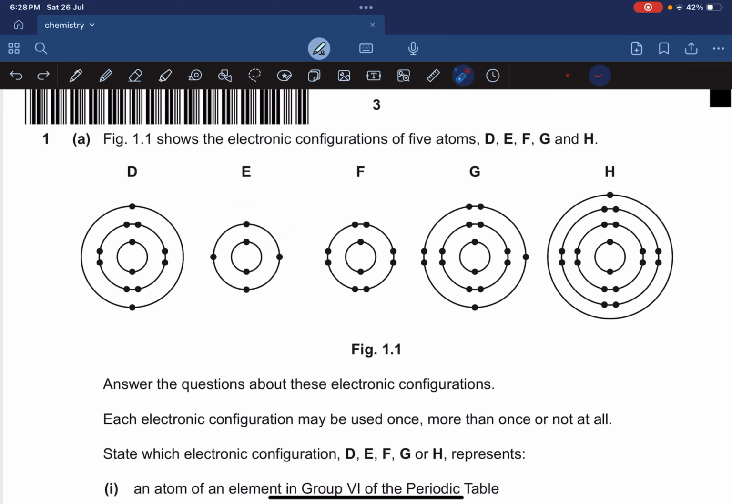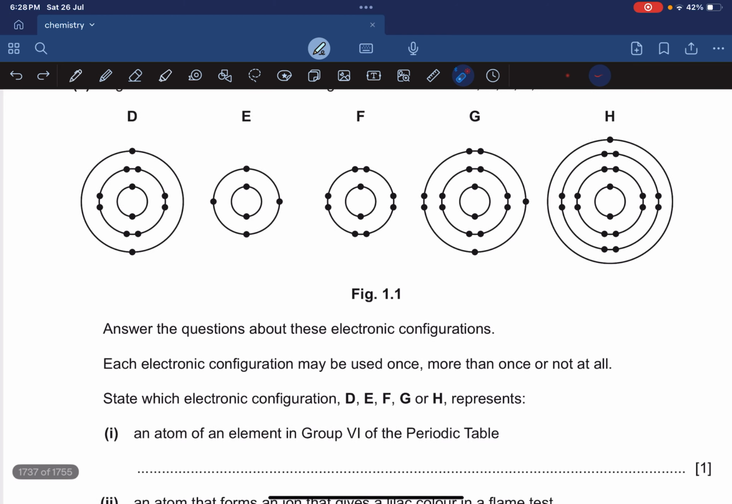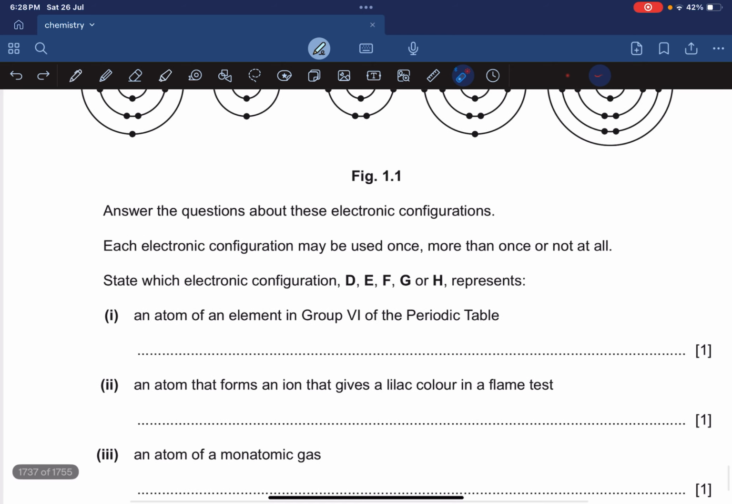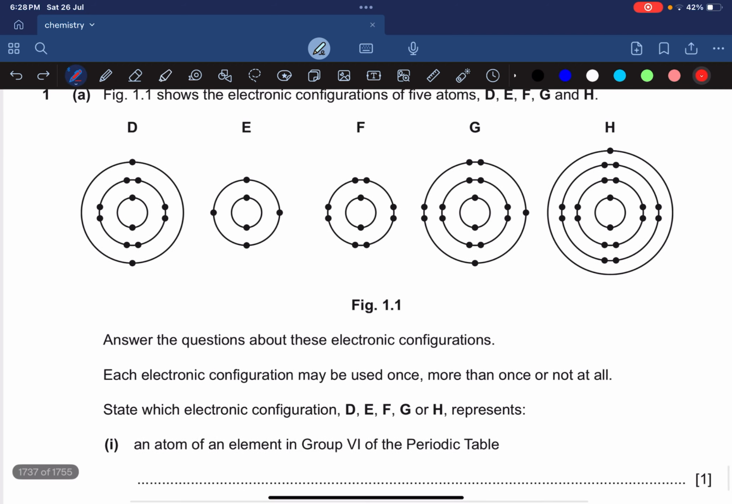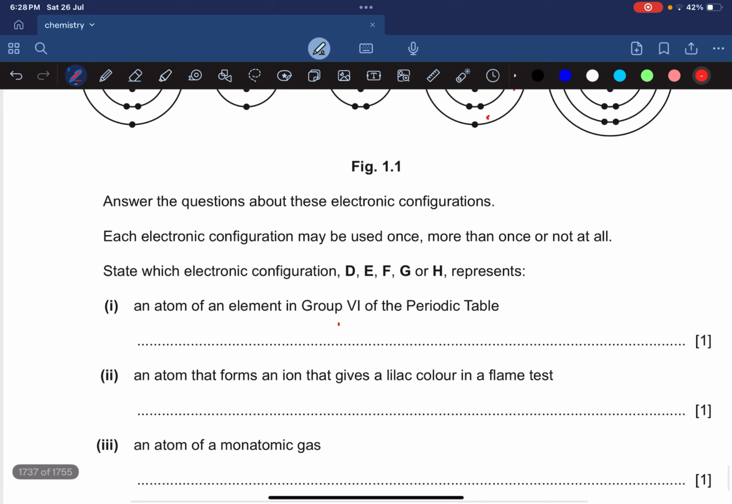Answer the questions about these electronic configurations. An atom of an element in group VI of the periodic table. VI means 6. Obviously, that's going to have 6 electrons in its outermost shell: 1, 2, 3, 4, 5, 6. That's going to be G.